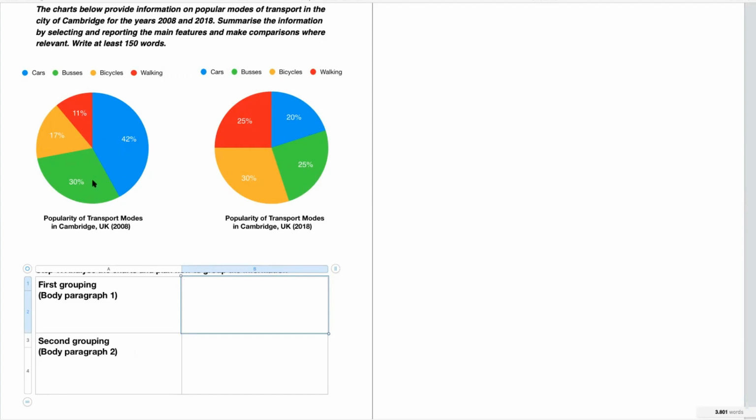So right away, I see in 2008, 42% and 30%. This is the majority of the pie chart. And so I want to start here. I would make this a group, so 30 and 42%, and that is cars and buses. However, if this is my first group, I also want to compare how these cars and buses have done in 2018. So let's start it out.